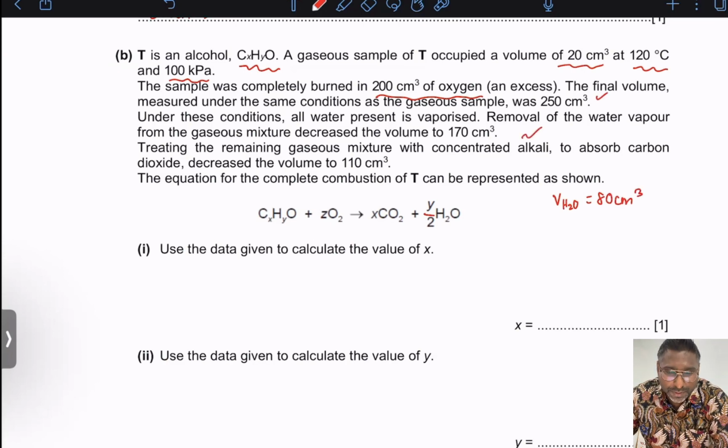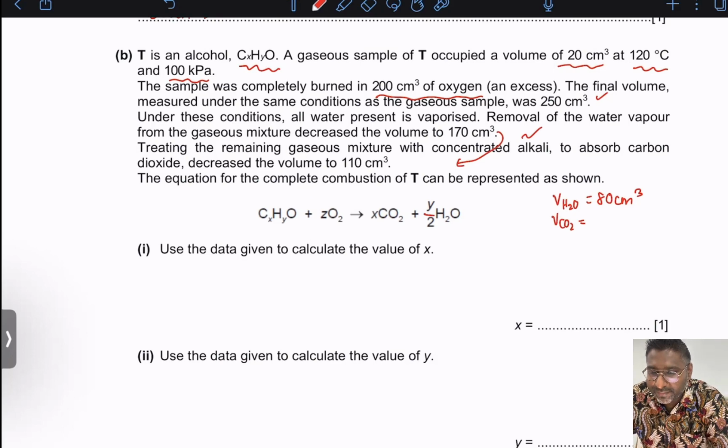Treating the remaining gaseous mixture with concentrated alkali to absorb carbon dioxide decreases the volume from here to here. So concentrated alkali absorbs carbon dioxide, which means this is the volume of carbon dioxide. So you can just write down the volume of carbon dioxide: from 170 to 110, so it must be 60.